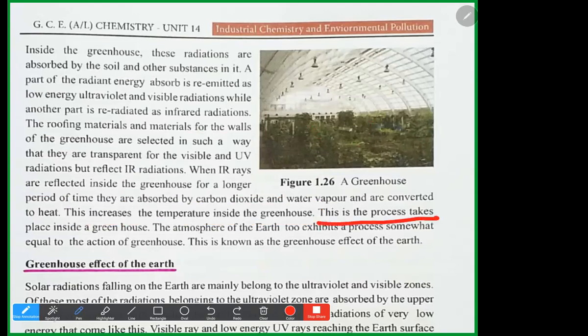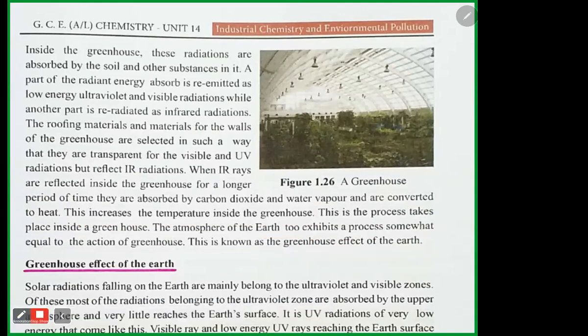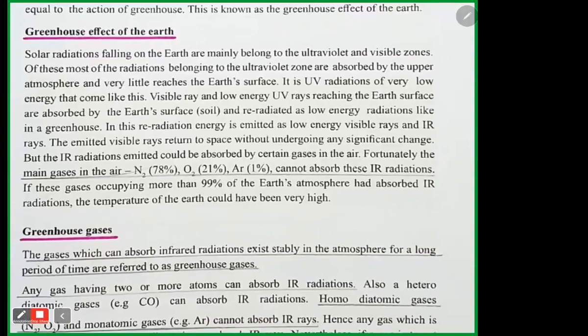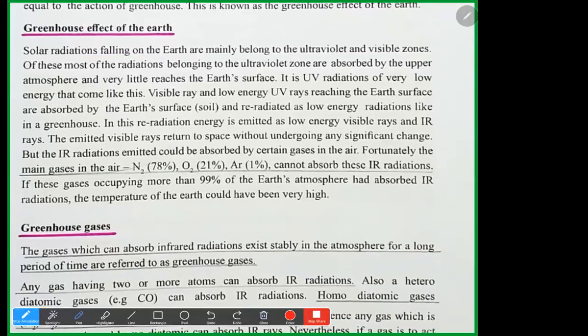This is the process that takes place inside a greenhouse. The atmosphere of the Earth too exhibits a process somewhat equal to the action of a greenhouse. This is known as the greenhouse effect of the Earth. Okay, now let's see what is happening on Earth. Solar radiation.